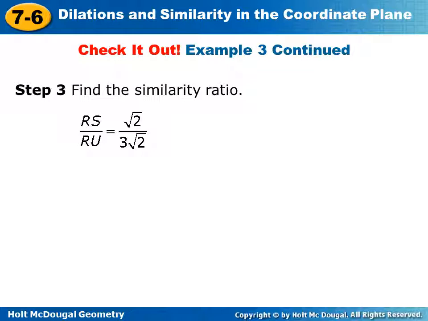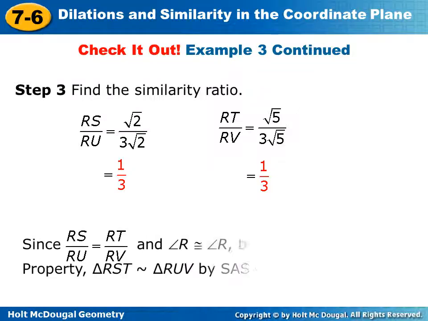RS to RU is radical 2 over 3 radical 2, which reduces to 1/3. RT to RV is radical 5 over 3 radical 5, which is also 1/3. In the first one, the radical 2's cancel, and in the second one, the radical 5's cancel. Be careful you don't reduce these to 3. The 1 is still on top, the 3 is in the denominator and cannot move up to the numerator. Since all of the angles are congruent and we have two sides that are in proportion, the triangles are similar.